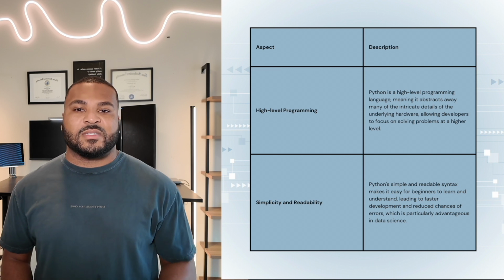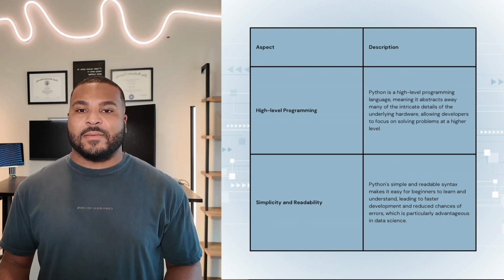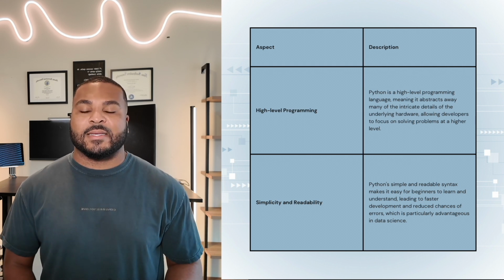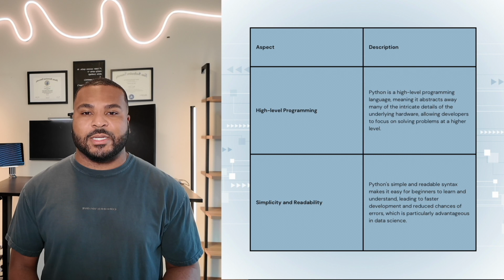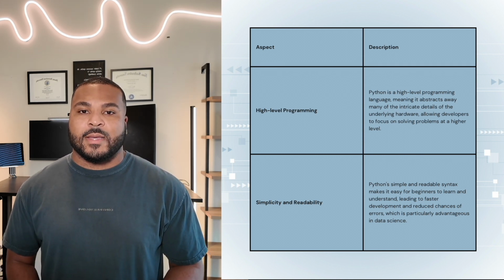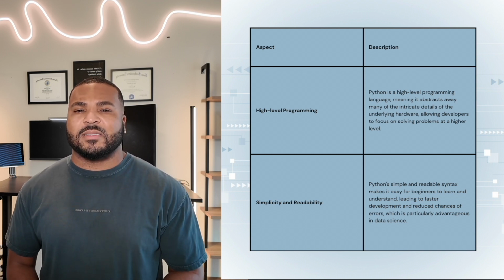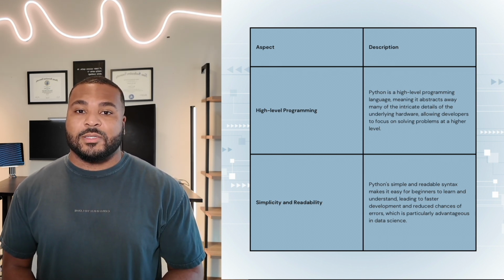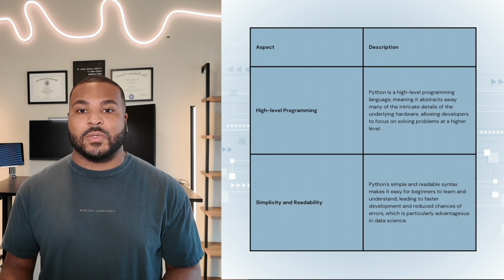Python is often described as a high-level programming language, but what exactly does that mean? Well, think of it like this. When you're programming in Python, you're working at a level of abstraction that's closer to human language than it is to machine language. That means that you don't need to worry about the nitty-gritty details of how the computer actually executes your code. Instead, you just focus on expressing your ideas and solving problems in a way that's intuitive and easy to understand.